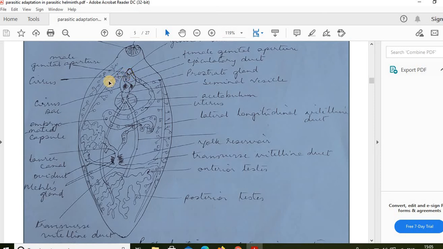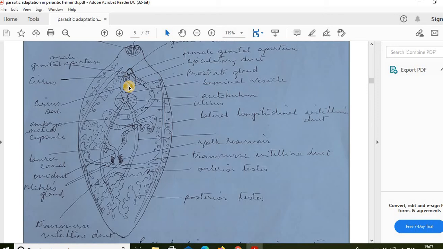In self-fertilization, or otherwise, the penis is inserted into the Laurer's canal of another fasciola and inserts sperm. The prostate gland helps produce alkaline substances for the free movement of sperm during copulation with another parasite. So the penis comes out and inserts into the canal of another fasciola, which allows the sperm to come out. During copulation the prostate gland helps in the free movement of sperm.